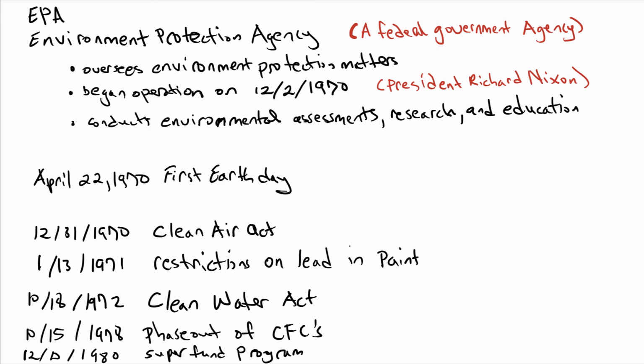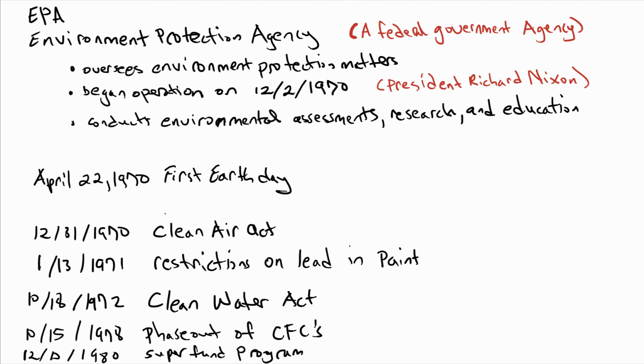in the environmental movement. And then around December 2nd of 1970, the EPA, the Environmental Protection Agency, a federal government agency, came into being. And it oversees important environmental protection matters. And it can conduct environmental assessment, research, and education. And so here I put a whole list of different things that are part of the Environmental Protection Agency, and some of the things that they've started and done.